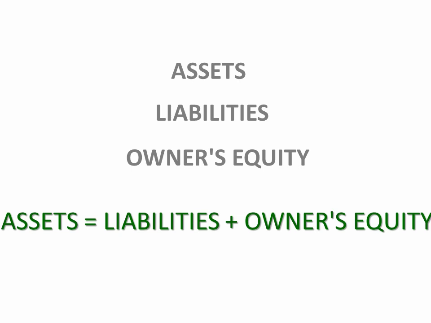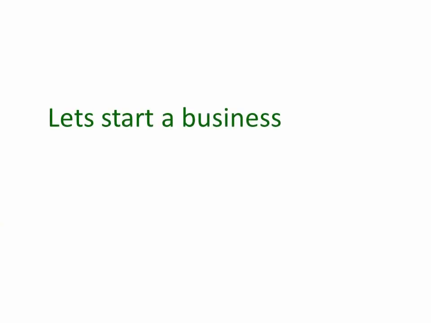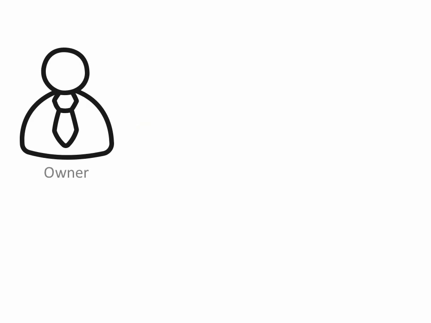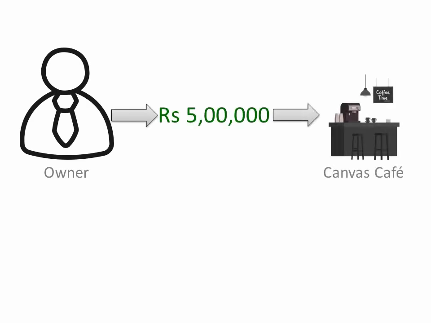Rather than memorizing this equation, let's watch it work. Imagine we are starting a small coffee shop. We'll call it Canvas Cafe. You, the owner, put 5 lakh of your money into Canvas Cafe. The business now has 5 lakh rupees in cash. Cash is an asset. So, assets is equal to 5 lakh rupees.